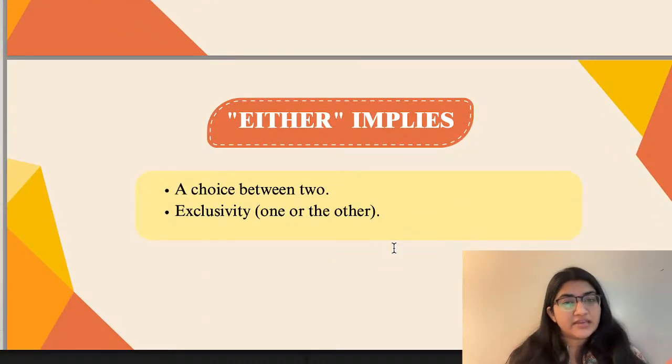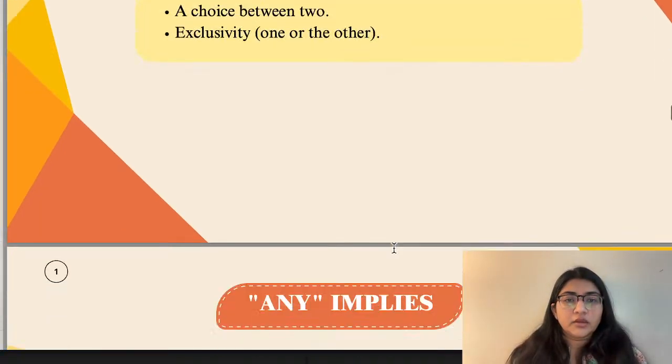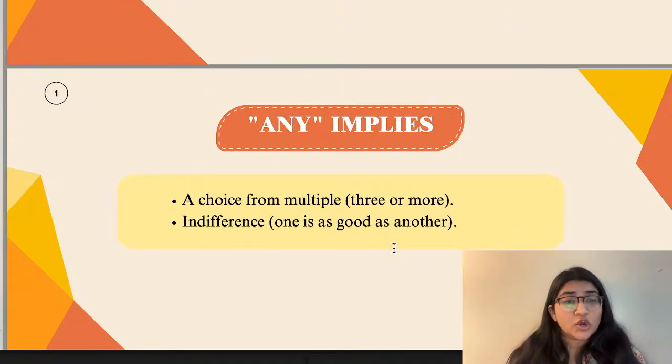So it simply implies choice between 2. You're talking about exclusivity. That means one or the other. This one or that one. But when you're using any, you're talking about choice from multiple. That means 3 or more. So you're talking about indifference. One is as good as another.